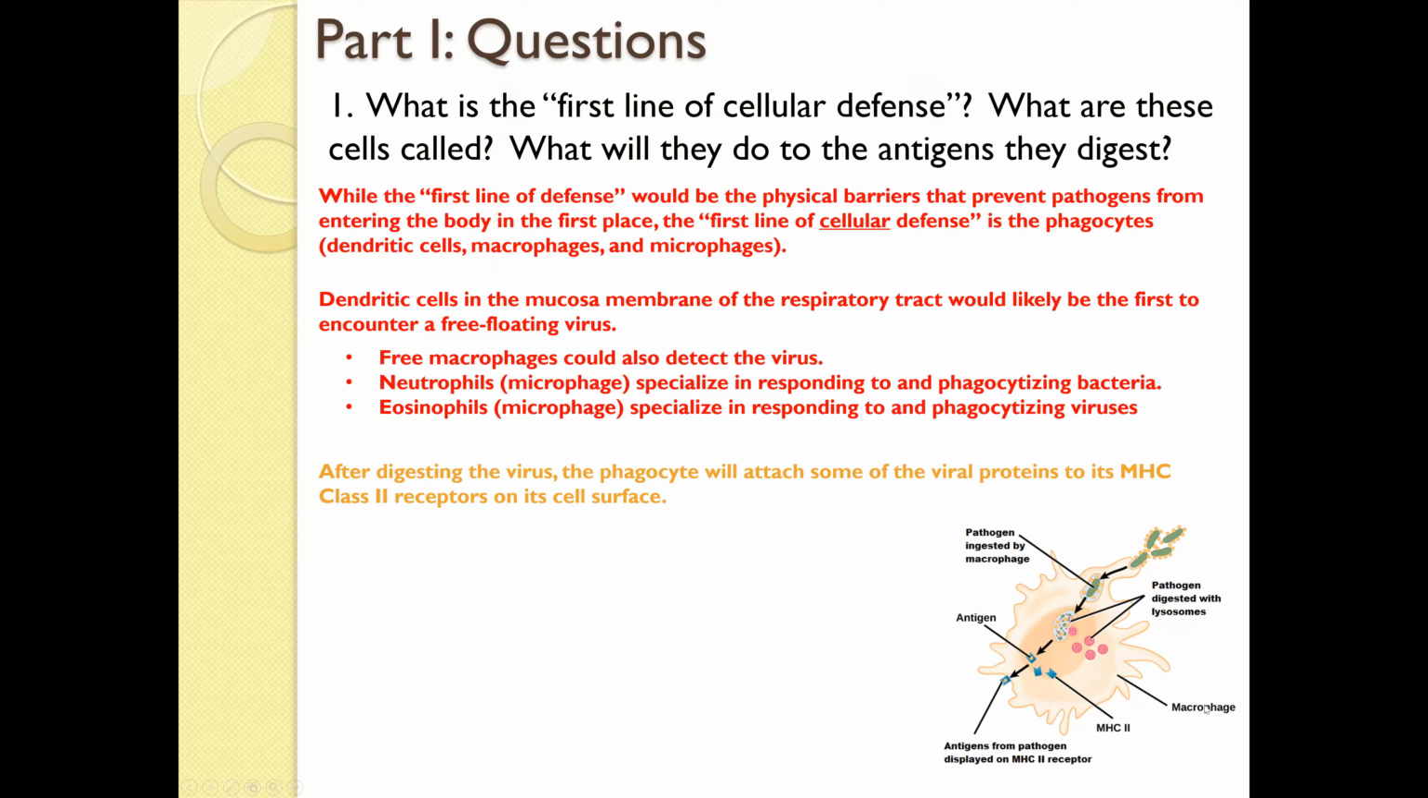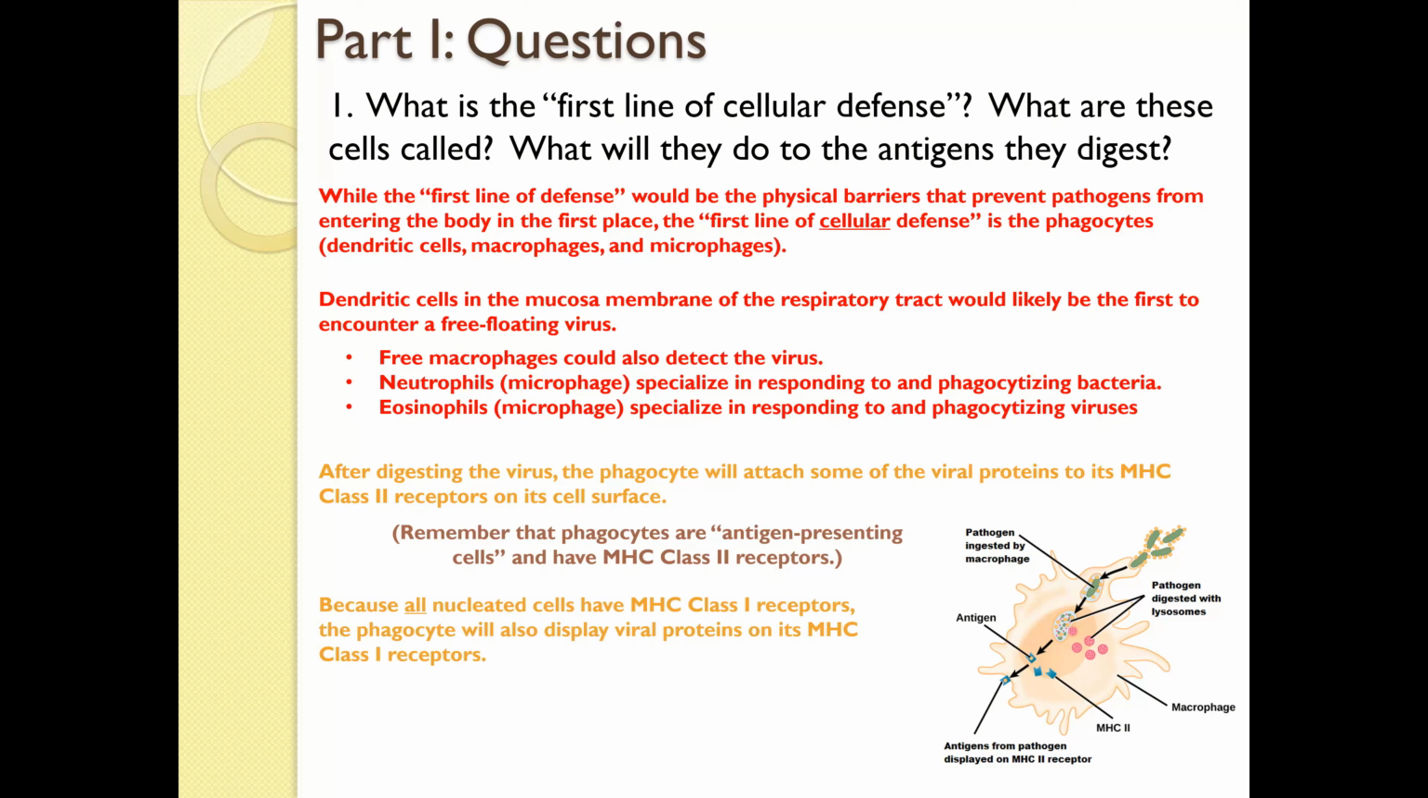So in this image, we're looking at a macrophage, and the macrophage is taking in a pathogen up here through phagocytosis. Then once the pathogen is inside the cell, it is digested with enzymes from the lysosomes, and then bits of that pathogen, which would be called antigens, are then attached to an MHC2 receptor and stuck on the surface of the macrophage. So remember that phagocytes are what we call antigen-presenting cells, and so they have class II MHC receptors.